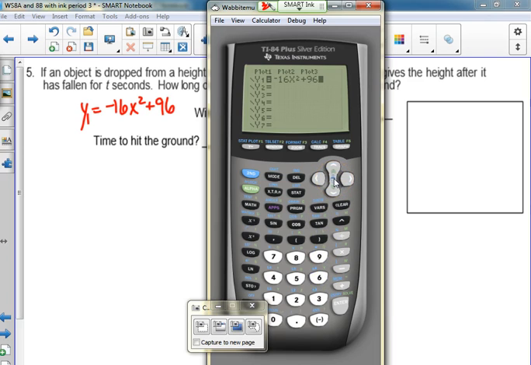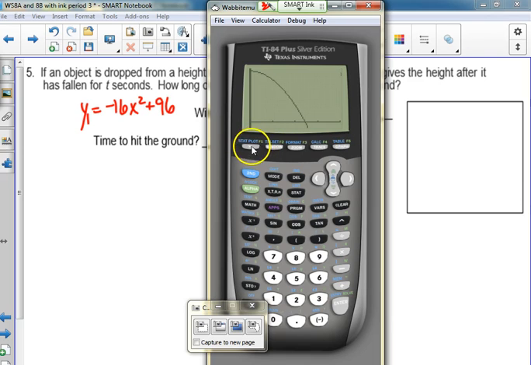What's an appropriate window? Because this is an application. Can we have negative time? No. It's probably going to hit the ground by 4 seconds, so I think I'm going to leave 4. It's only dropped from, what, 10 feet? Was it 96? Oh, I don't know. I'm going to try that. Okay. What about my Y? It was dropped from 96, so I need it to go up to at least 100.